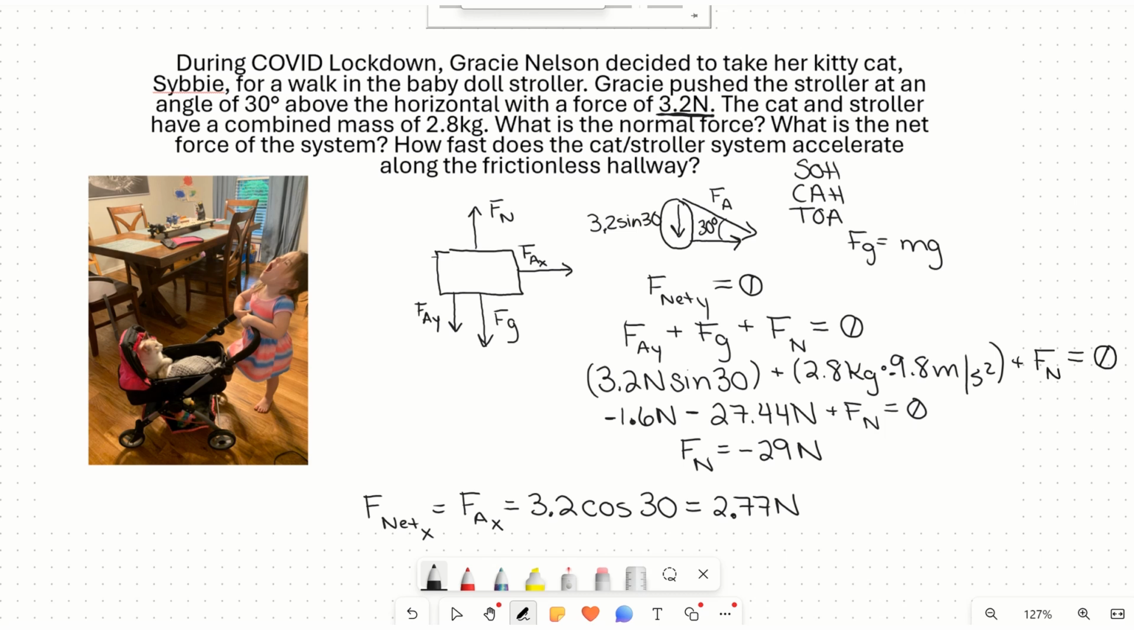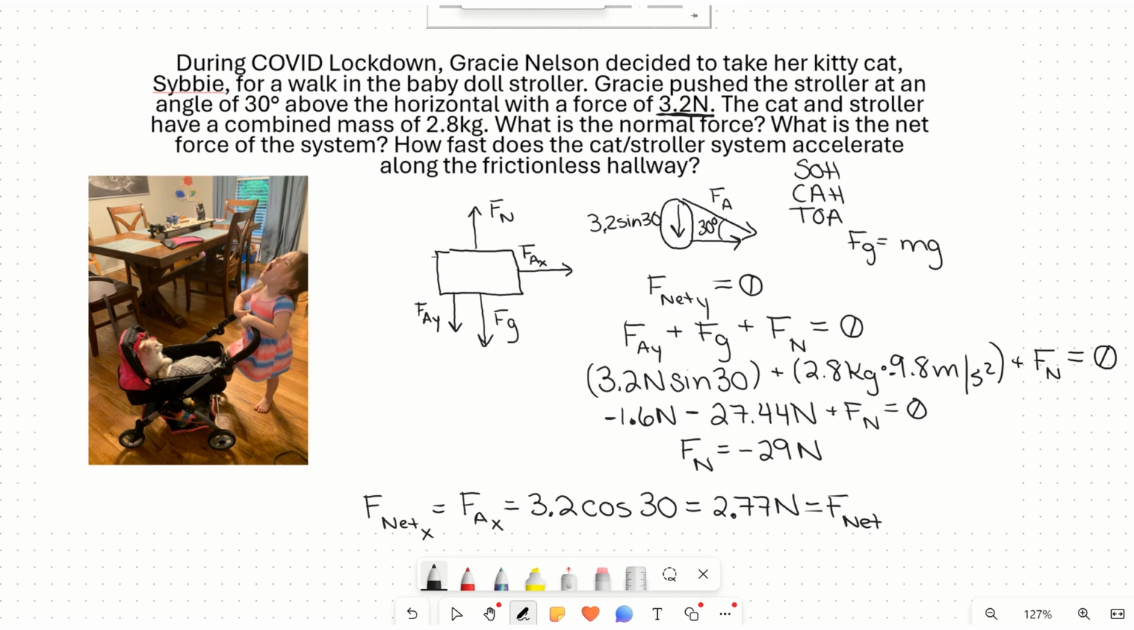All right, and that ultimately is the net force of the whole system, because we've already determined that the net in the y is going to be 0 because the cat's not going up or down, the stroller's not going up or down. All right, so we found our F net. Okay, we've got our net force.